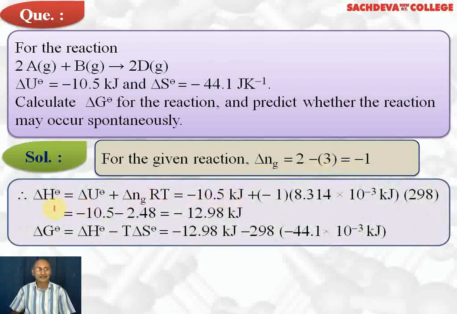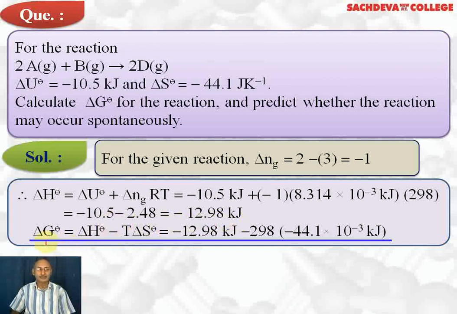So delta N comes out to be minus 1. We want to change delta U to delta H. So the formula will be delta H standard is equal to delta U standard plus delta N gaseous into RT. Delta U is given to be minus 10.5 kilojoules. Delta N has come out to be minus 1. 8.314 is the value of R in joules. We want it in kilojoules, so multiply with 10 to the power minus 3 kilojoules into temperature 298 Kelvin. Delta U was minus 10.5 and here on multiplication we will get minus 2.48. So the net result will be minus 12.98 kilojoules.